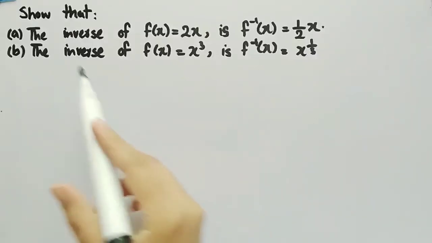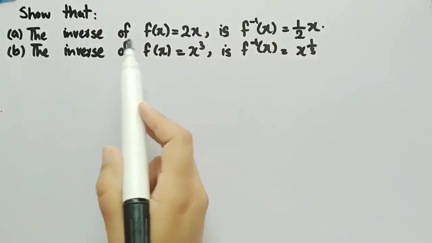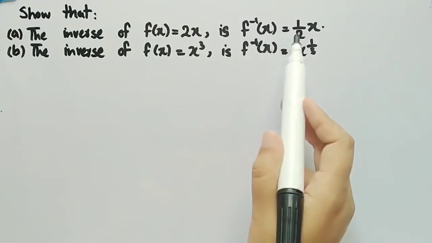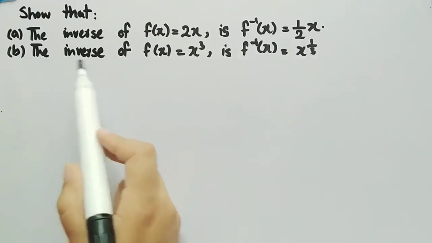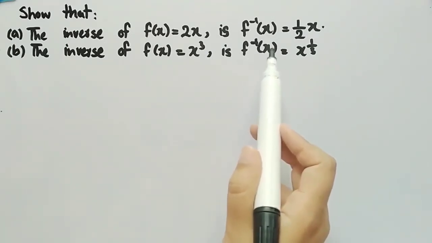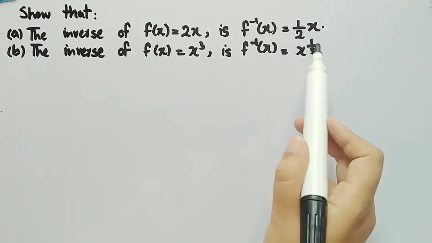In this video, we will show that the inverse of f(x) = 2x is f inverse of x = 1/(2x), and the inverse of f(x) = x cube is f inverse of x = x raised to power 1/3.